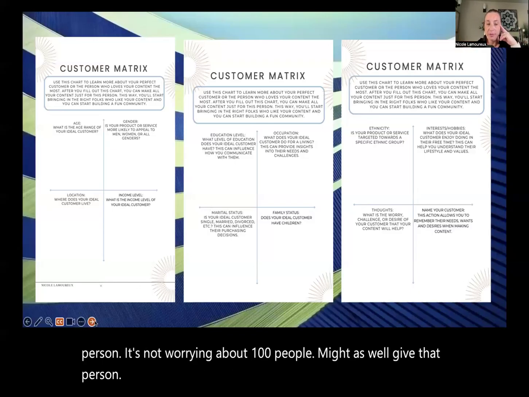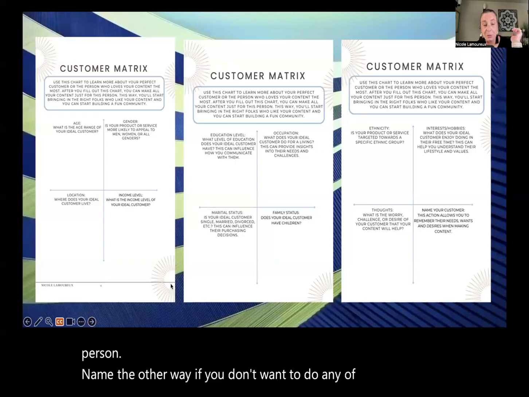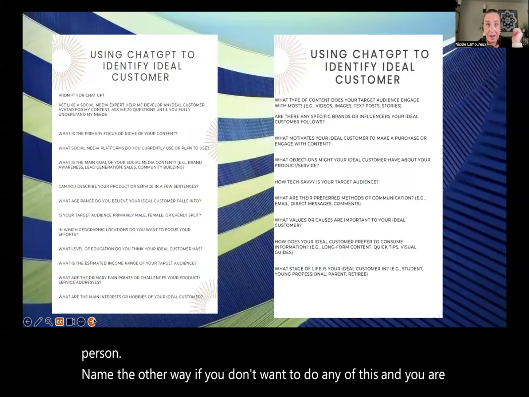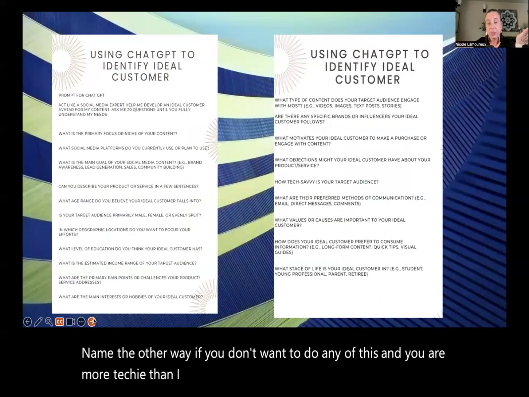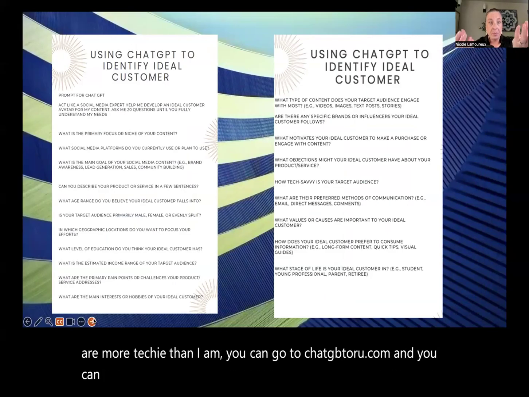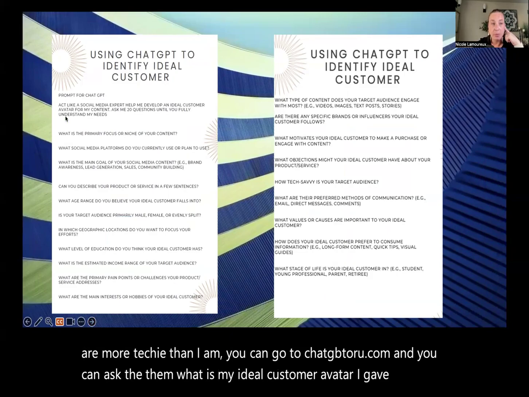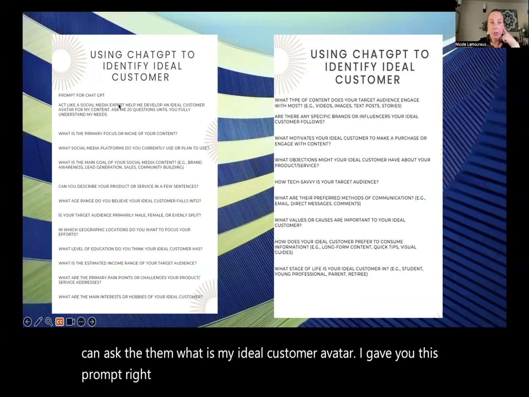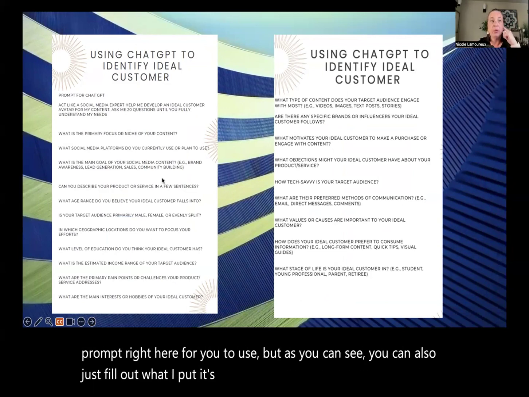The other way, if you don't want to do any of this and you are more techie than I am, you can go to ChatGPT or you.com and you can ask them, what is my ideal customer avatar? I gave you this prompt right here for you to use. But as you can see, you can also just fill out what I put. It's in the downloads for you.